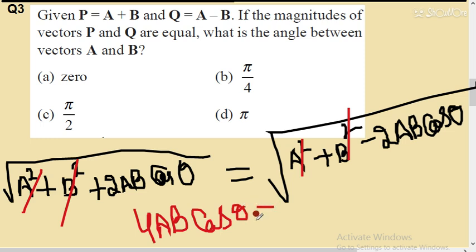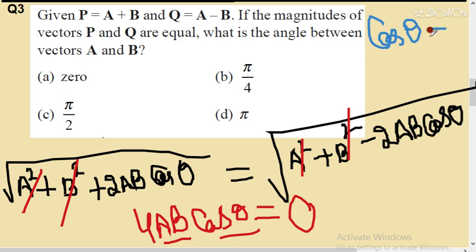Students, from here you can say either the magnitude of a or b is equal to 0 or cos theta is equal to 0. The magnitudes of a and b are non-zero, so that means we have to take cos theta equal to 0. Children, when is cos theta 0? Cos theta is 0 when the angle between two vectors is 90 degrees. So when the angle is 90 degrees, cos theta is equal to 0. So 90 degrees will be the answer. So pi by 2, option C, is the right answer for question number 3.